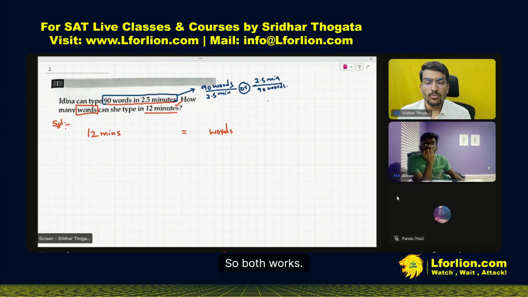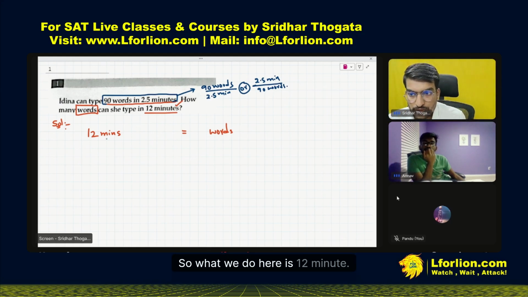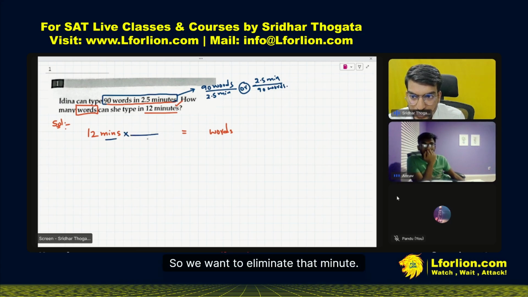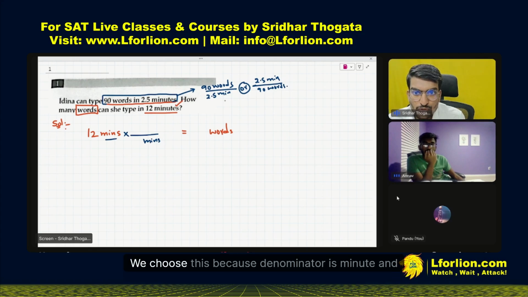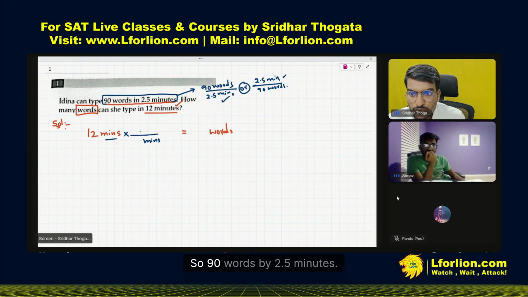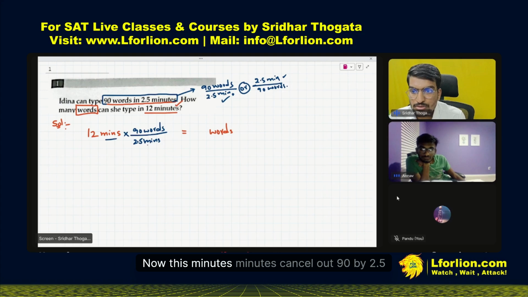So both work. So what we do here is, 12 minutes, it is in minutes, so we want to eliminate that minute. So we will write minutes here. Which one do we choose? We choose this because the denominator is minutes and it is the numerator. So 90 words by 2.5 minutes. Now the minutes cancel out, leaving 90 by 2.5 words.